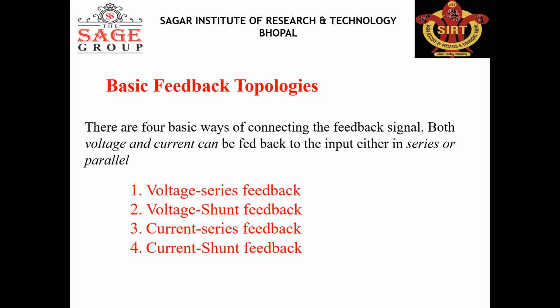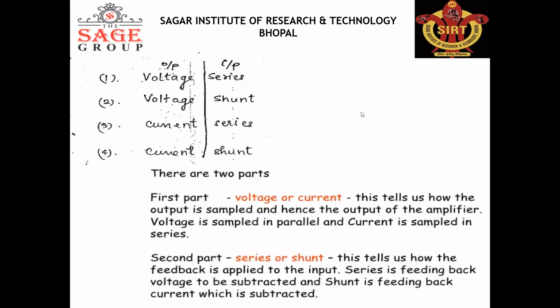These connections are known as the topology. There are four types of topologies which can be used in a feedback amplifier: voltage series feedback, voltage shunt feedback, current series feedback, and current shunt feedback. As you can see, there are two common words on the input side as well as the output side. On the input side, the two words are series or shunt, and on the output side, the two words are voltage or current.